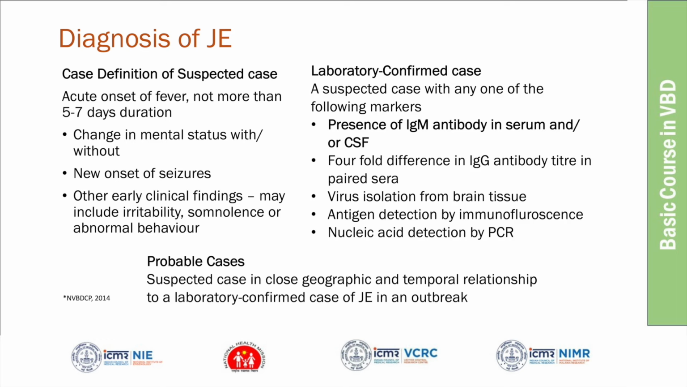Then there is another diagnosis where we classify the probable case: a suspected case in close geographic or temporal relation to a laboratory confirmed case of JE in an outbreak. So if there is an outbreak, with a lot of AES-like or JE-like cases in the same village, in an adjoining village, in the same block, or in the border areas of the affected block, then we can label them as probable cases. But they have to have the clinical features as defined in the suspected case definition.